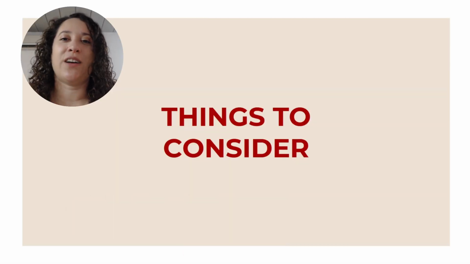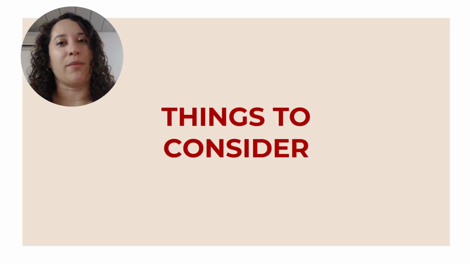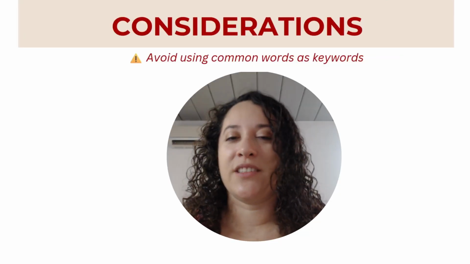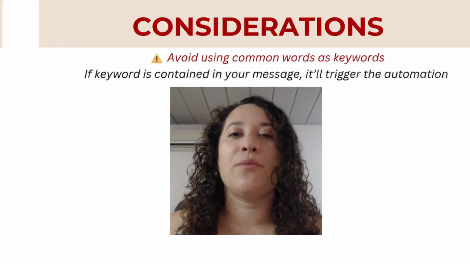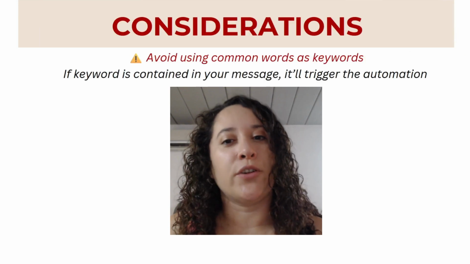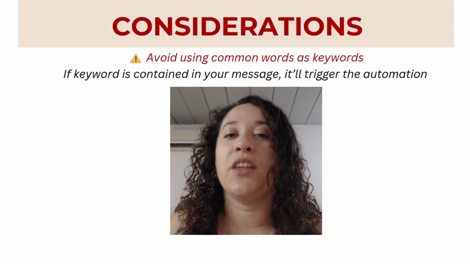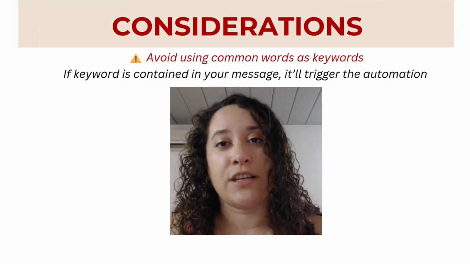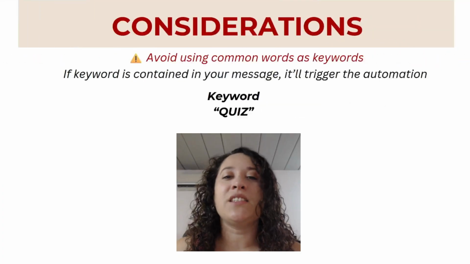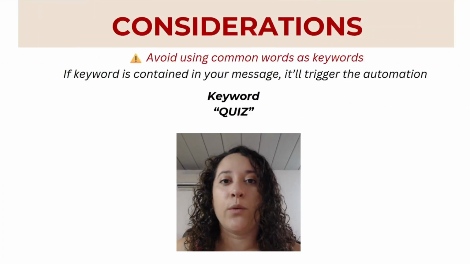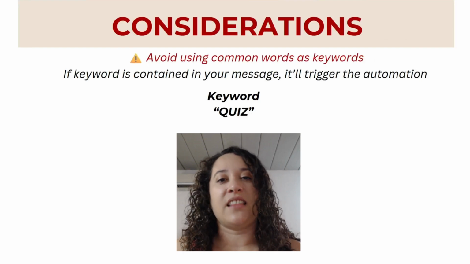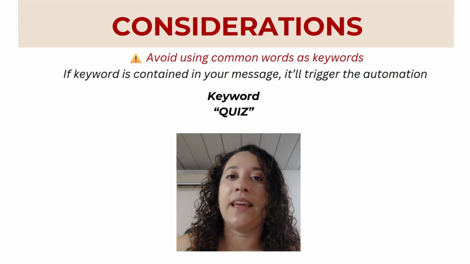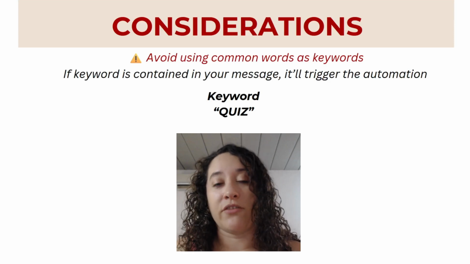So before I teach you how to do this same thing for your business, there are some things we need to talk about. It's important that the keywords that we choose are not common words. This is something very important because if the keyword is contained in the message, it will trigger the ManyChat automation. So what does that mean? Let's imagine for a moment that our keyword is quiz. If people comment quiz, I will send them that DM I just showed you with the link to the quiz, the entry point of my funnel.